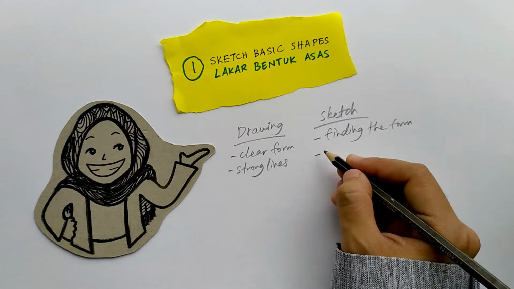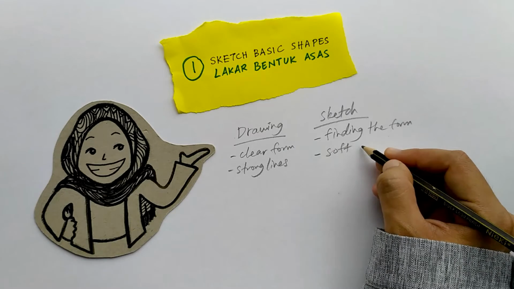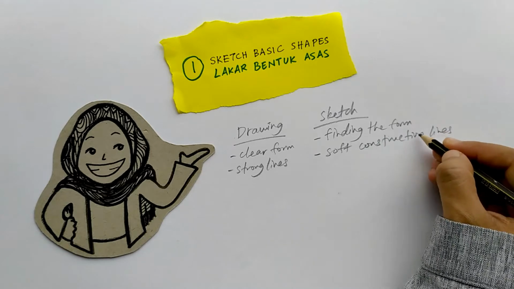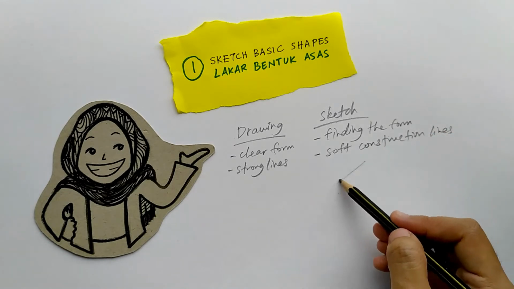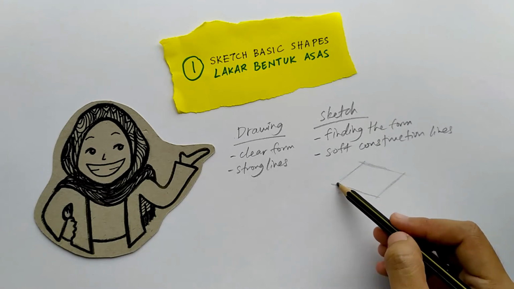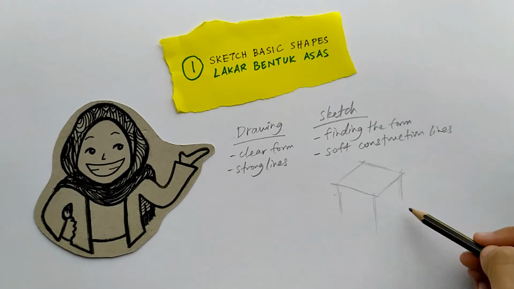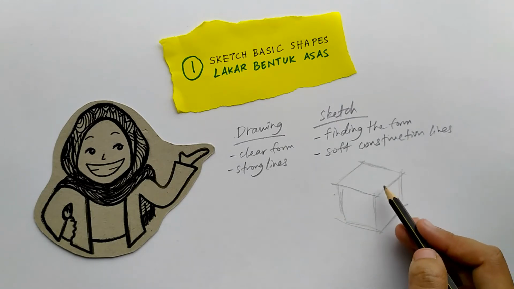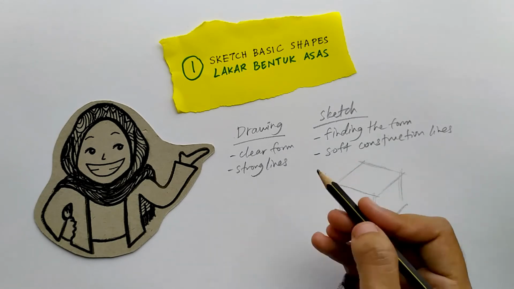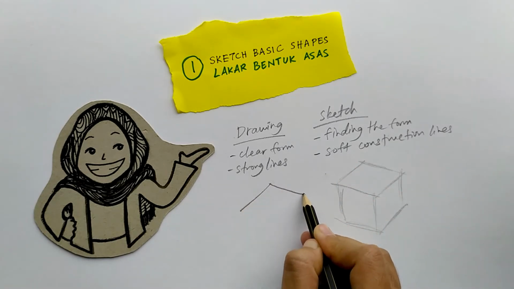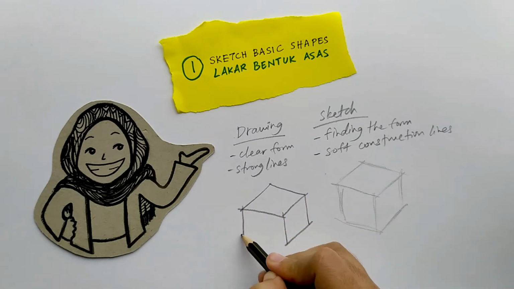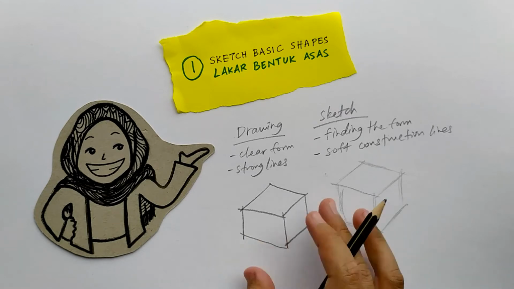Okay, and then also it is about soft construction lines. So construction lines, for example, are something like this. Like if you want to draw a cube, right, and it's like a little bit like that. It doesn't have to be perfect, but that's a sketch. Whereas a drawing usually comes on top of the sketch. Or if you're very confident and you're just using a pen, you can just draw. Okay? So this kind of drawing is the lines that we can say, with confidence.